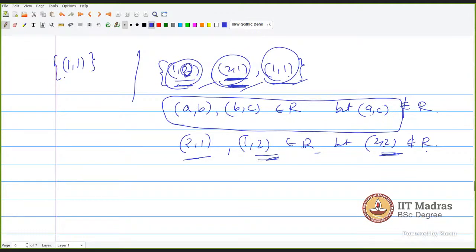See, this is the contradiction I have given you. So I have (2, 1) and (1, 2), but I don't have (2, 2). I just found one case which is not being satisfied. So if I find one case, it is not transitive. If I am not able to find any such case, then it is transitive. This is not transitive. Yes, sir. Okay, thank you.